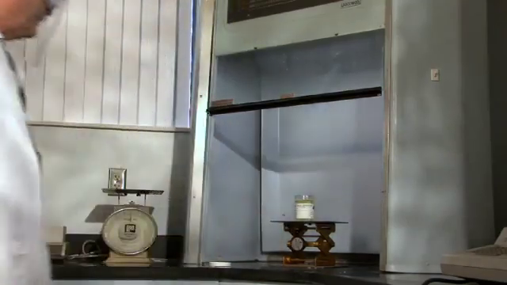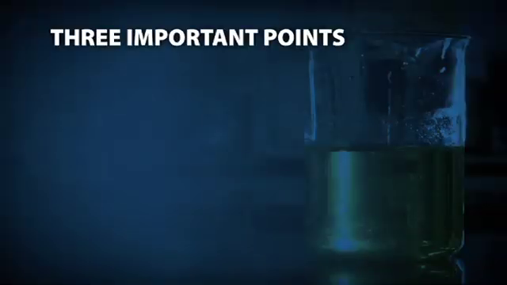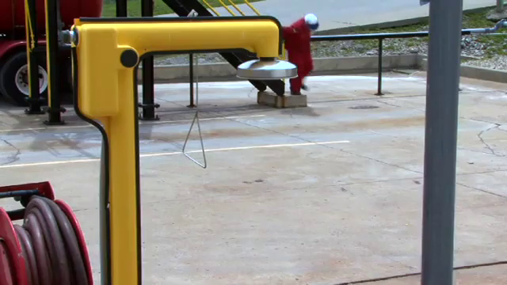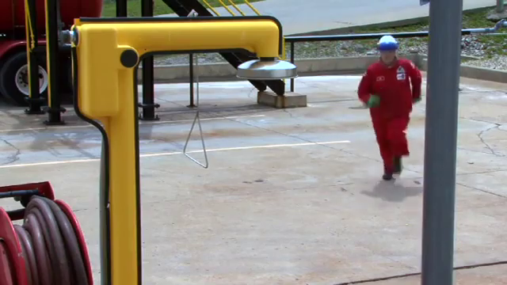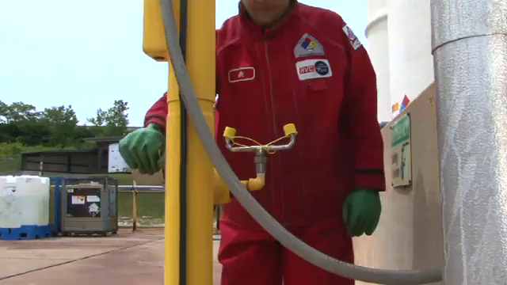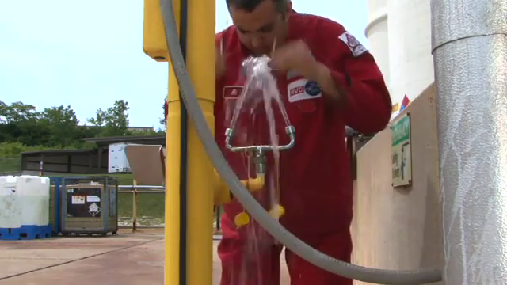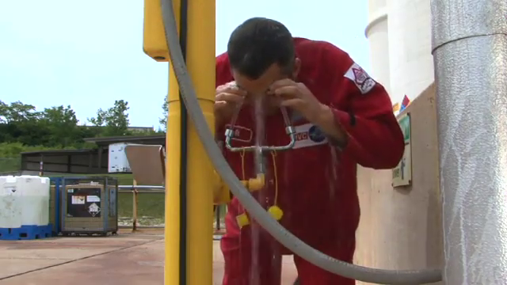Avoid breathing fumes. There are 3 important points to remember when dealing with sodium hypochlorite exposure: speed, water, and medical attention. If your eyes are exposed to sodium hypochlorite, quickly get to an eye wash fountain. Before touching your face or eyes, wash your hands to make sure they are free of any chemicals.